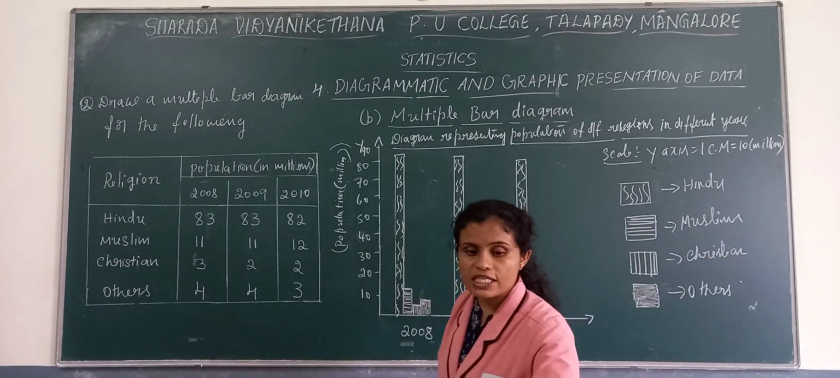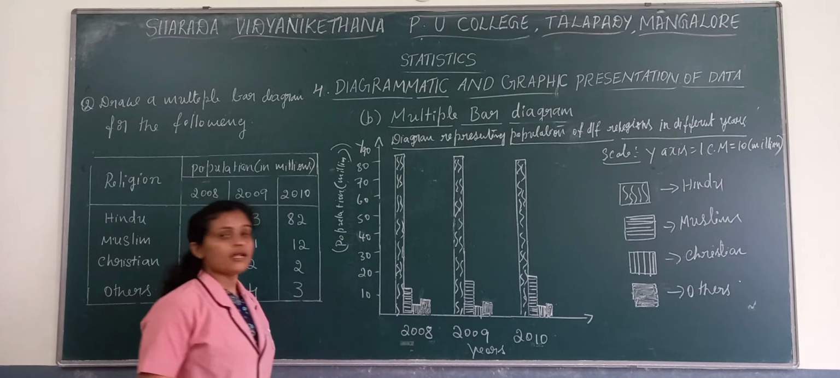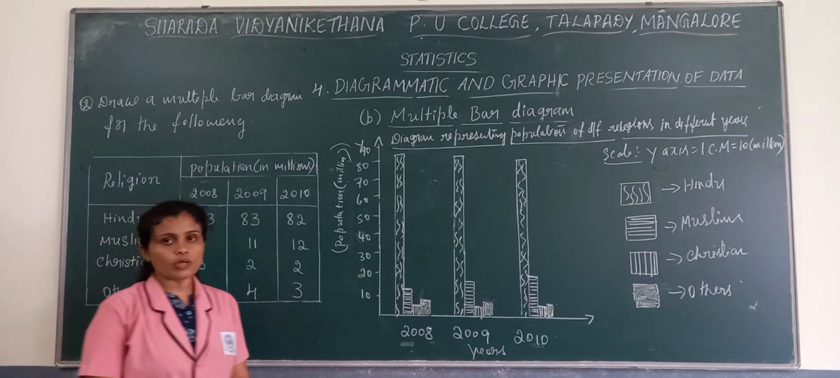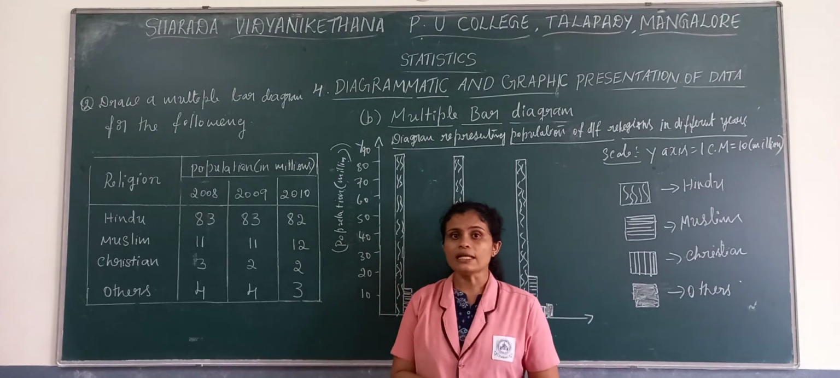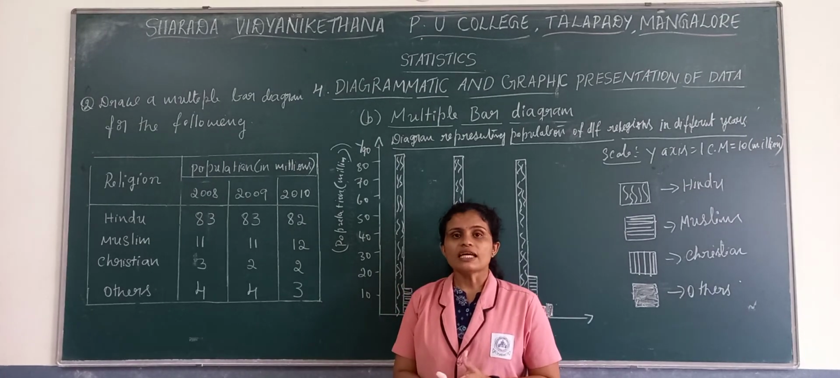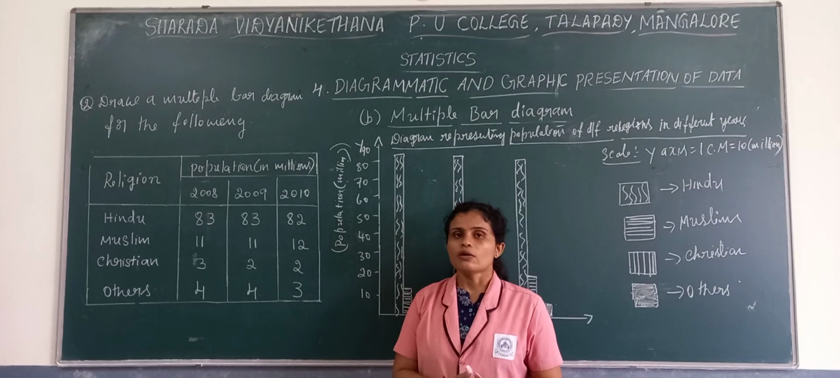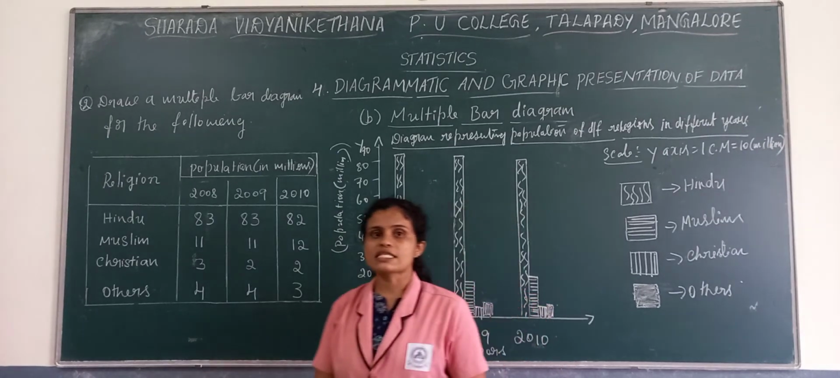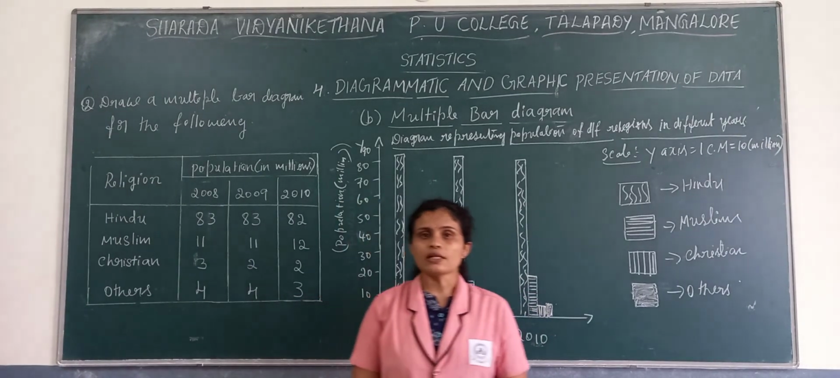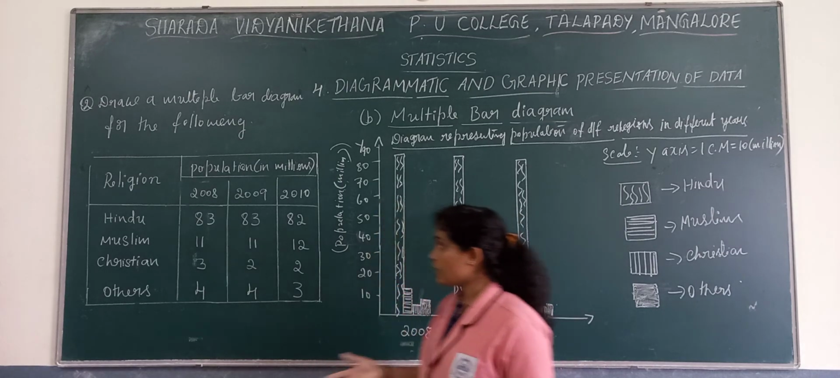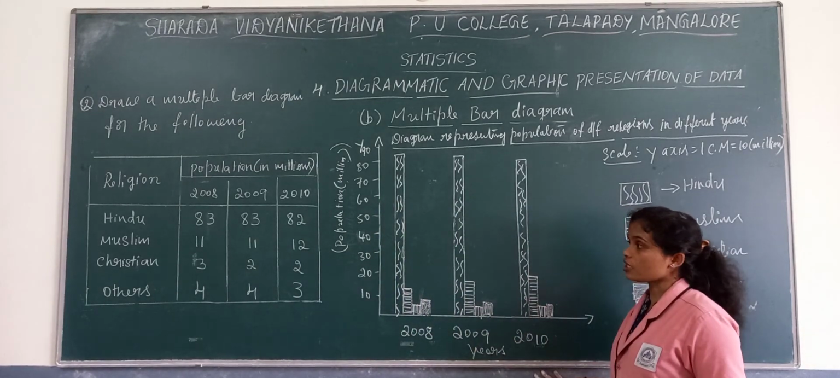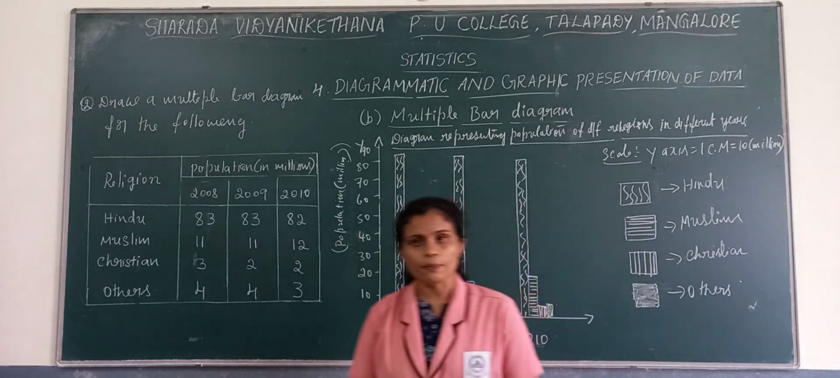So I hope the multiple bar diagram is clear. We have seen two examples. It's enough. These two are very simple multiple bar diagrams. Then in tomorrow's session we'll see one more kind of diagram, the subdivided or component bar diagram. For today's session, we'll wind up with this. Thank you.